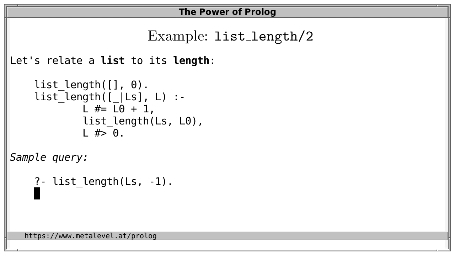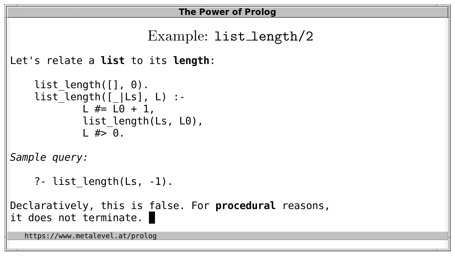Now, when we post this, we still get non-termination. But declaratively, we know that this can't hold and therefore must be false, because we just stated that for the second clause to apply, L must be greater than 0. And considering all clauses, L must be greater than or equal to 0 for the relation to hold. It can never be less than 0. So from a purely declarative reading, where we consider what holds under what conditions, we conclude that this must be false. But for procedural reasons, it still doesn't terminate, because procedurally, the order of goals matters.